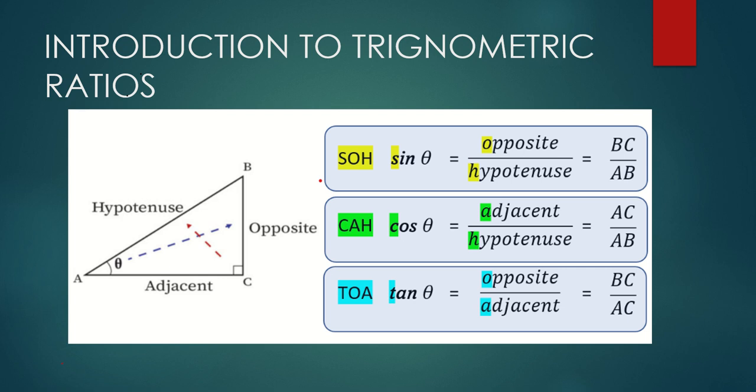Introduction to Trigonometric Ratios. In this lesson, let us see how to find the value of theta or the missing side when a right angle triangle is given. We also know that trigonometric ratios can be applied only if the given triangle is a right angle triangle. Now we shall see what the different sides of a right angle triangle are, that is hypotenuse, opposite and adjacent, how to identify those, and then how to find the trigonometric ratios.